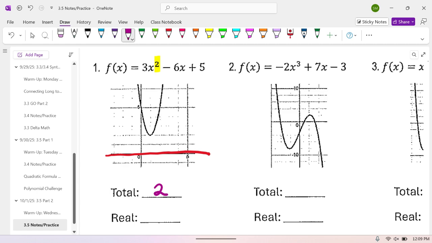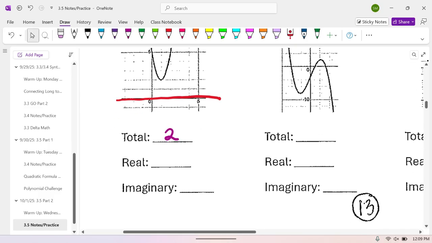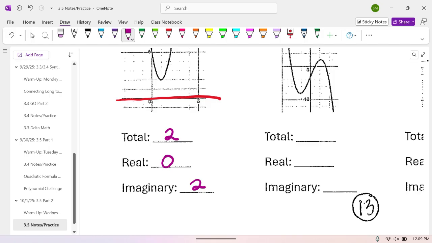All right. So Layla, how many real roots do I have? So how many times does that graph cross the x-axis? It doesn't. So I have 0 real roots. So Layla, if I have 0 real roots and I'm supposed to have 2 total, how many imaginary do I have? 2. That makes sense, guys?